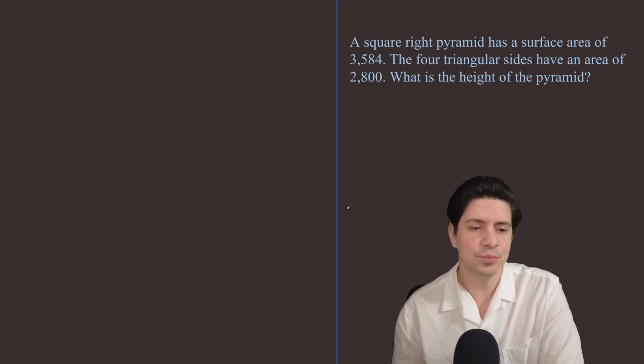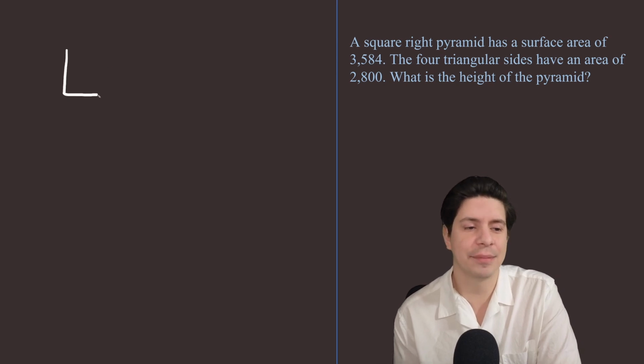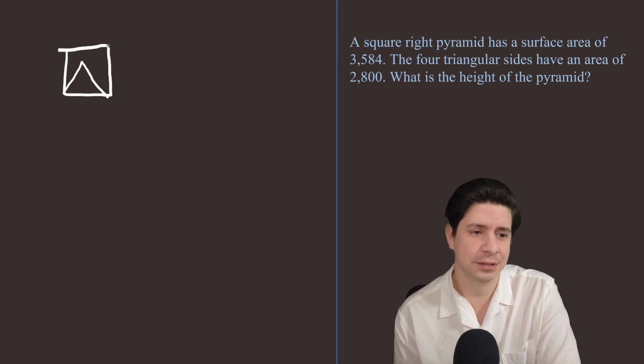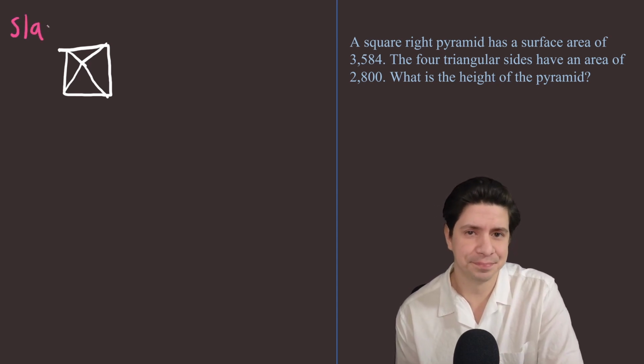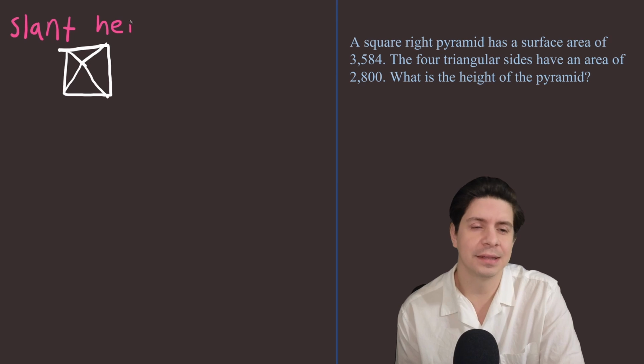So we're going to draw it out. This time it's a square right pyramid, so we have a square base to start. So that means we have 5 surfaces. 4 of them are triangles. And we want to find the area of the base. And then we can use that to find the side length, and then we'll use that to find the area of the triangle, because that'll be the base.